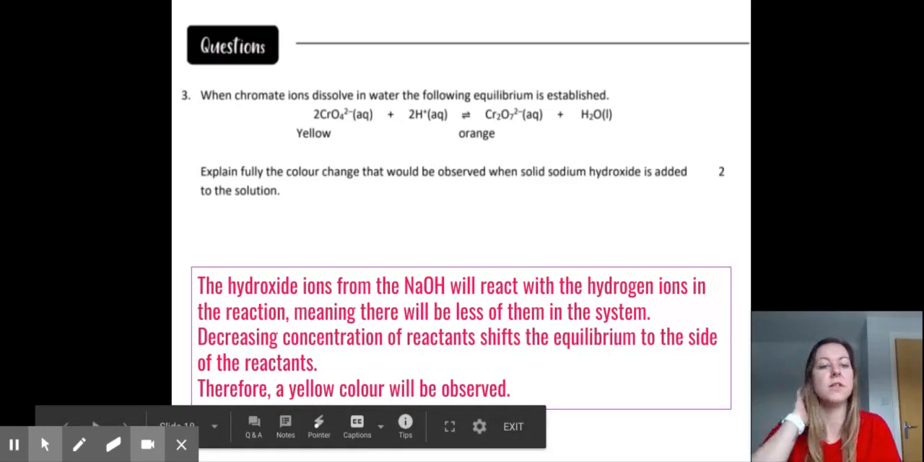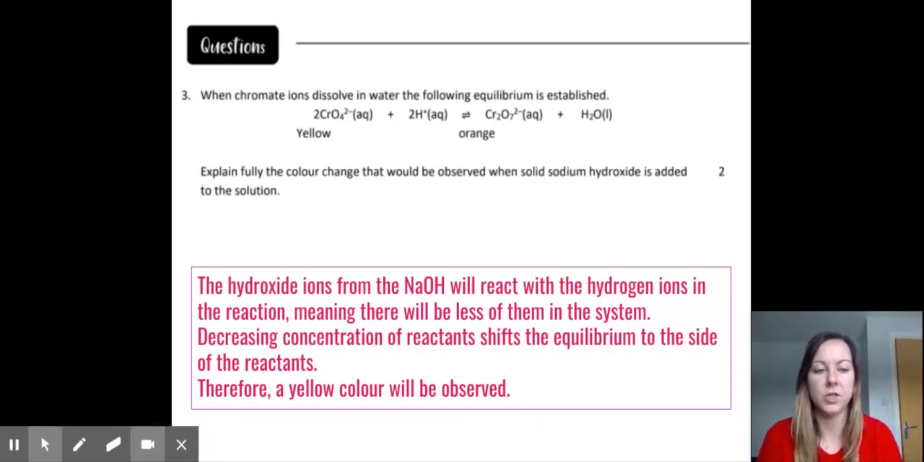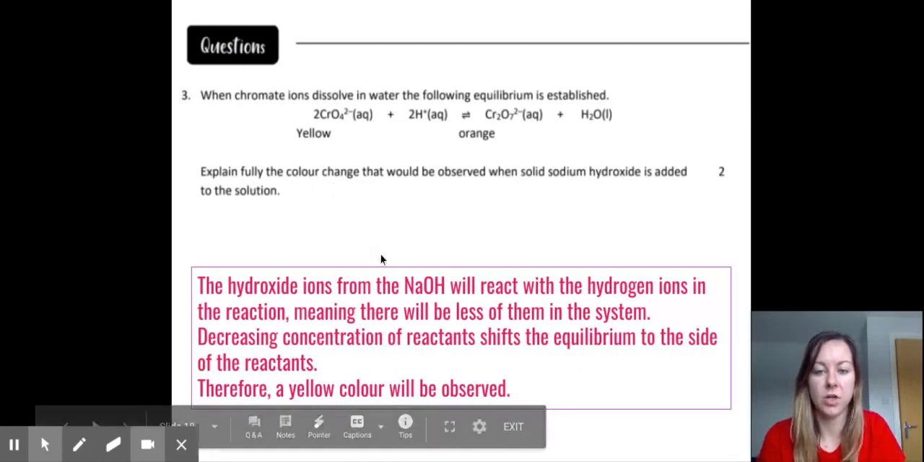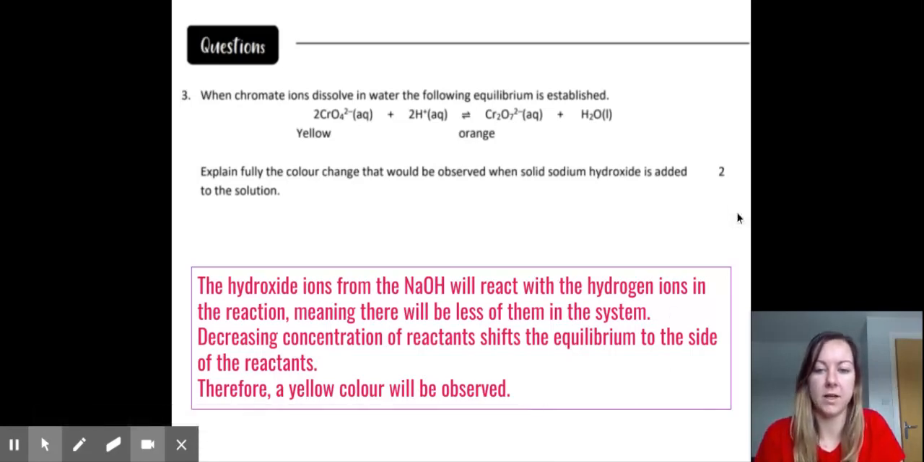Now, if you said all of that and that the hydroxide ions will react with the hydrogen ions and pull them out and it'll move to the left, you'll only get 1 out of 2. It says explain fully the colour change, so you must say something about the colour of the equilibrium to get the second mark.